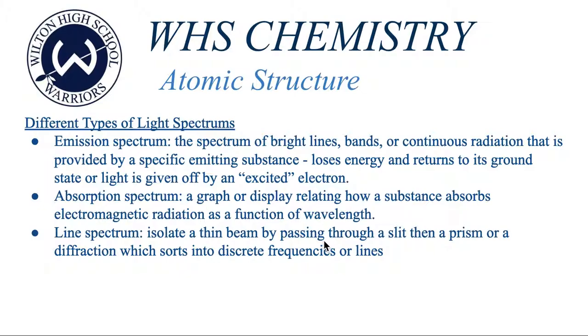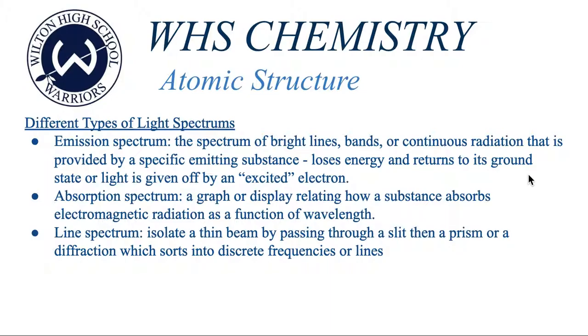So different types of light spectrum. This isn't too important, but it's a good thing to know. So the emission spectrum is the spectrum of bright lines, bands, or continuous radiation that is provided by a specific emitting substance. So essentially it loses energy and returns to its ground state, or light is given off by an excited electron. And excited electrons become really important, I think, in the next chapter.